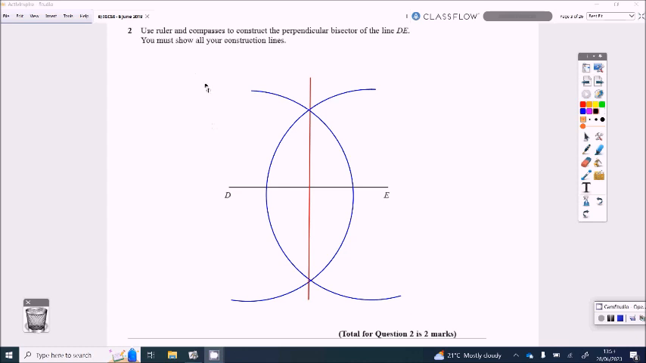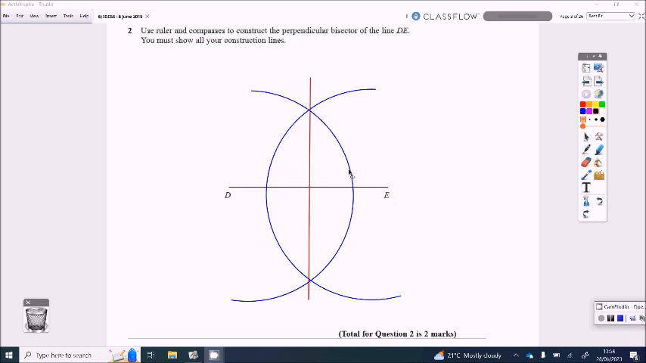So step 1, go and get your compass and put the point here at D, and then do a big arc over halfway but less than all the way across. So you can see I've done that to here. So that's just a big arc that I've done from D. Then step 2, repeat with the same width of the compass, doing it from E. And those 2 blue lines are your workings.